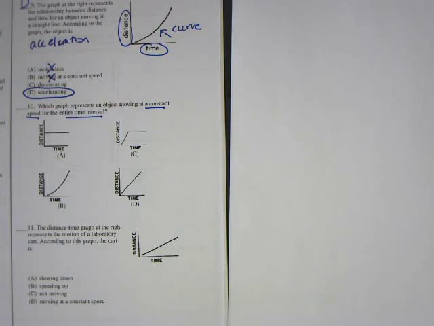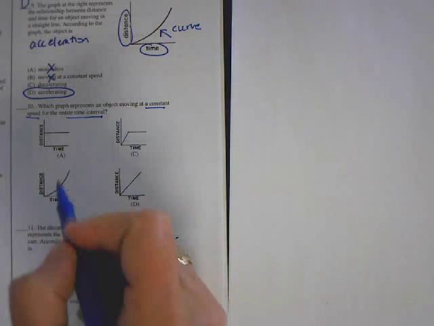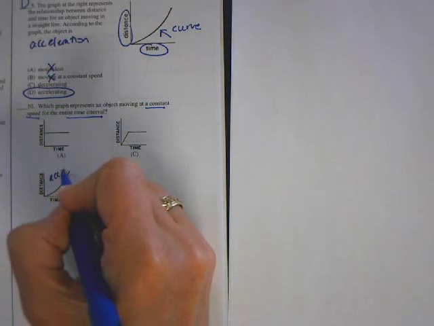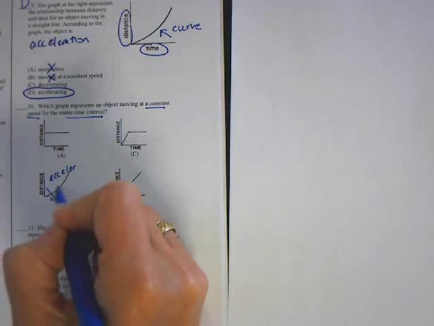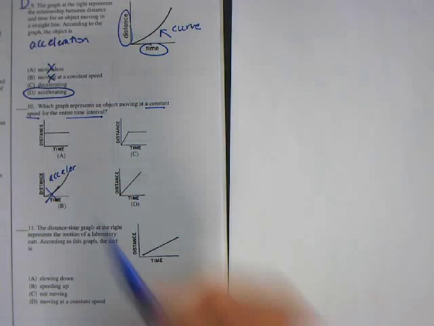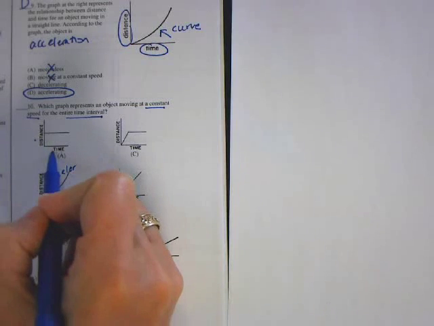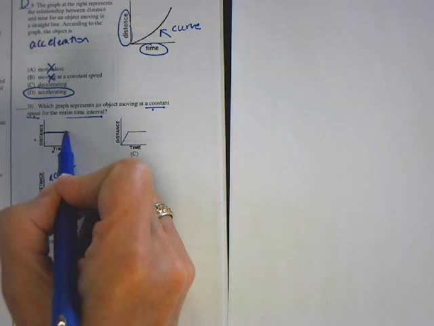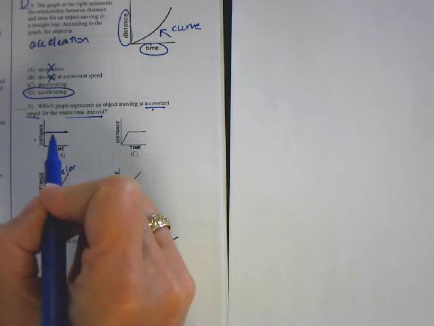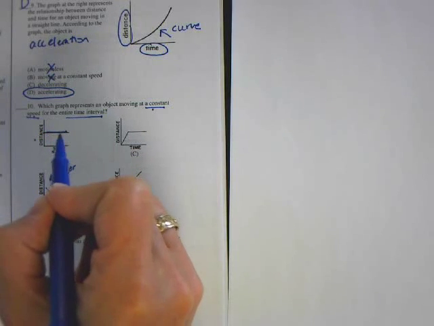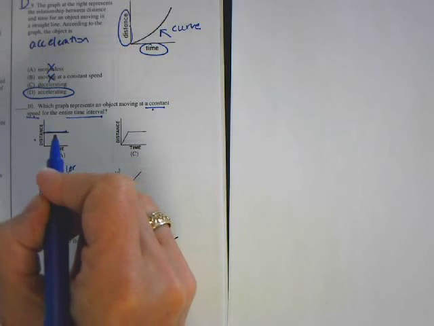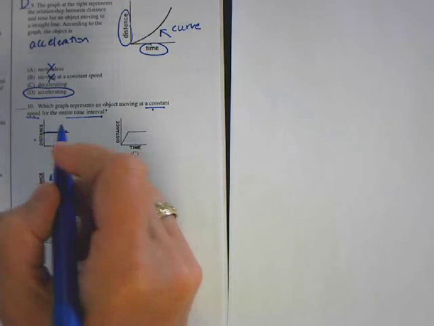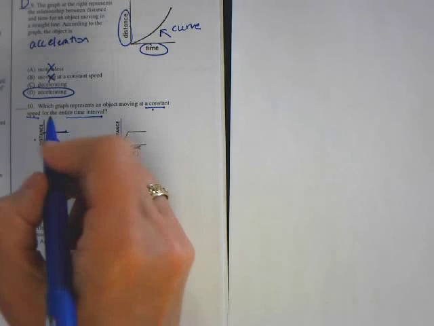Now this one, it's a distance versus time graph. It's moving at a constant speed. This is a horizontal straight line. On a distance versus time graph, the slope is the speed, and this shows that it's 0. So that's wrong. This one is constant, but then it becomes 0, so this one's wrong. So the only choice here is D.